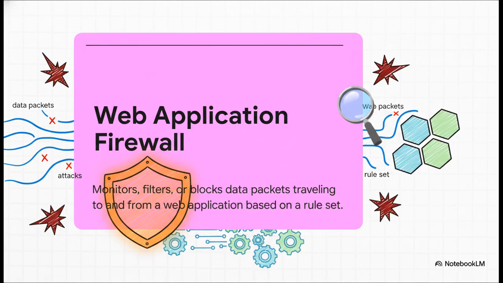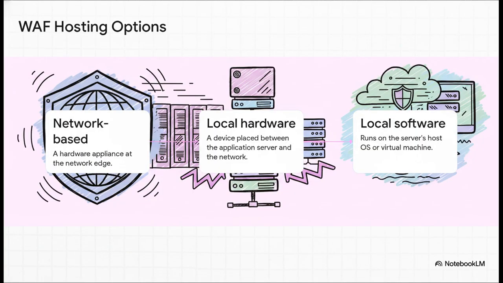The key tool is a web application firewall, or WAF. The definition in English is a firewall that monitors, filters, or blocks data packets as they travel to and from a web application, inspecting traffic based on a rule set. So what does that mean in simple terms? Think of it this way. A normal firewall just checks the address on an envelope. A WAF actually opens the envelope and reads the letter inside to make sure it's not a threat. It understands web traffic on a deep level, which lets it spot and block attacks like SQL injection before they can do any damage.